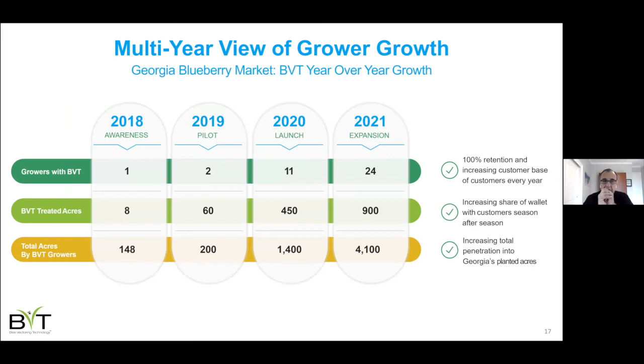And if we do that successfully, here's what you can see. Here's what you could expect. Now, here we've drilled down even further in the blueberry market in Georgia.